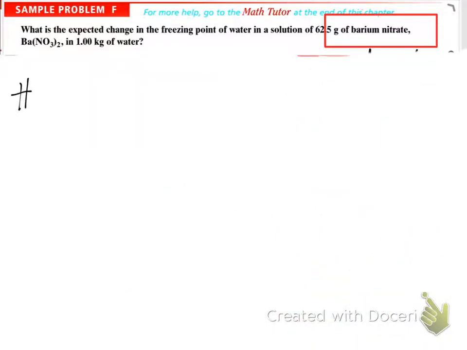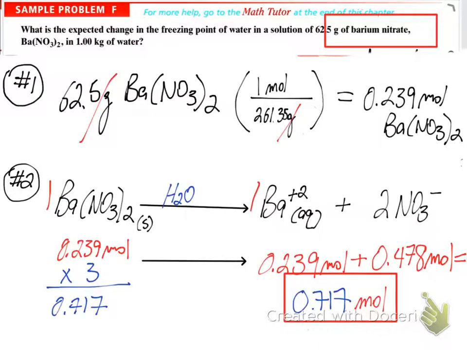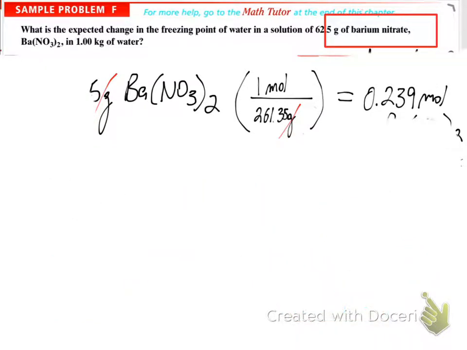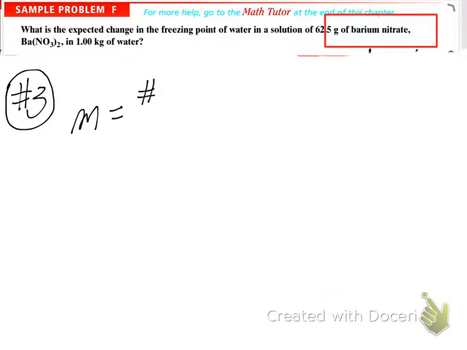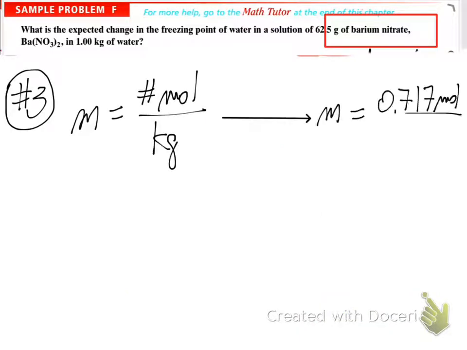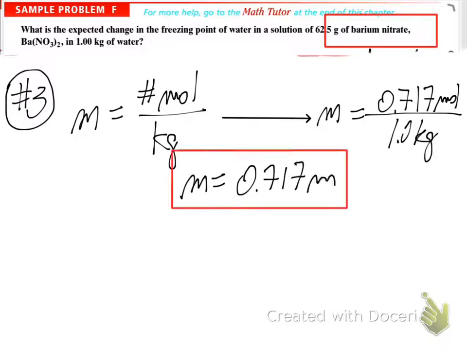Either way, I'm coming away with 0.717 moles. That's actually not the molality; that's the number of moles of my resultant solution. So when I go to step 3, which like the other problems asks me to calculate the molality, I've got to divide. My number of moles is not 0.239. It's 0.717 divided by, in this case, 1 kilogram.